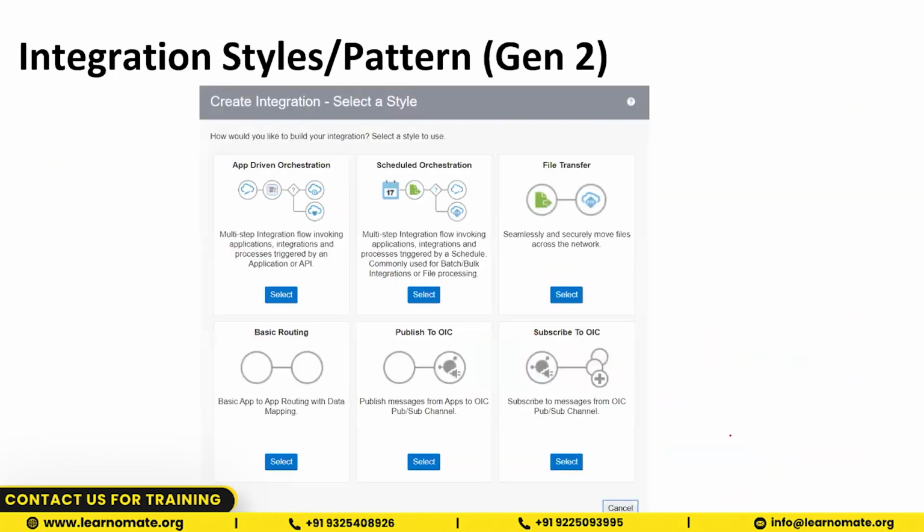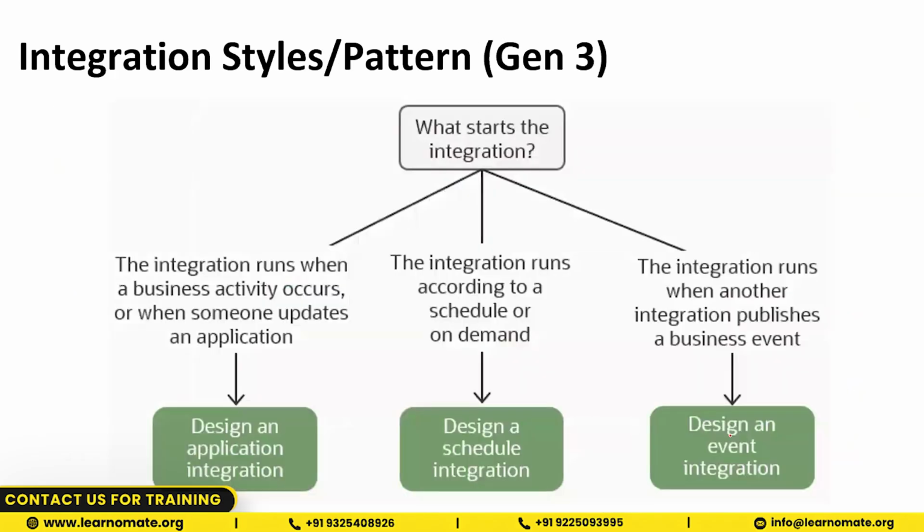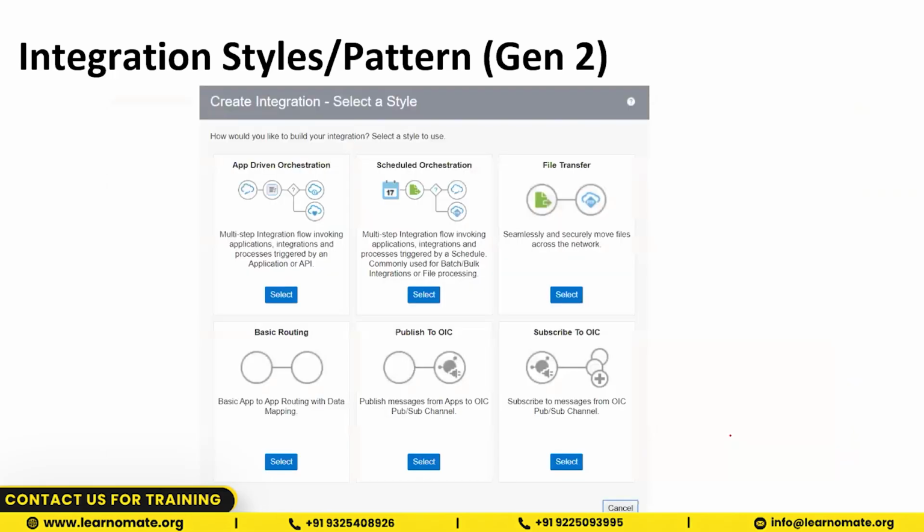Now, as I told you, in integration we are in generation 3, and we will have 3 patterns. Earlier, we used to have 6 patterns, when we were in generation 2, about one or one and a half years back. At that time we had 6 patterns: app driven, schedule, file transfer, basic routing, publish to OIC, and subscribe to OIC.